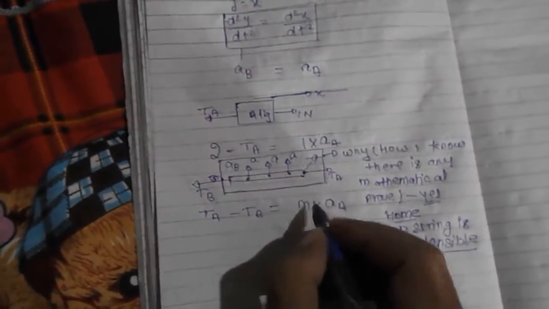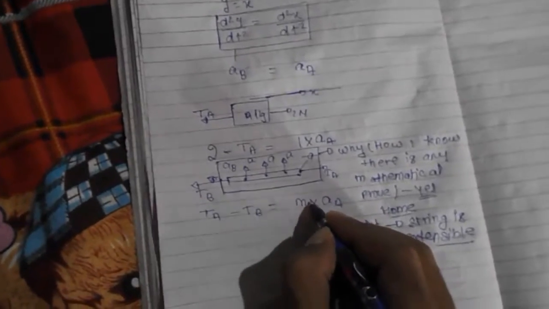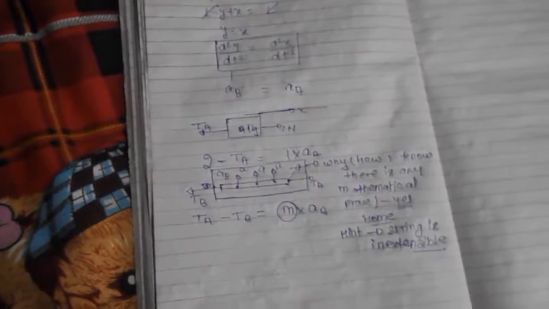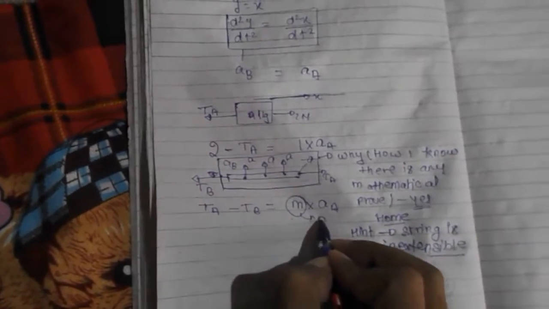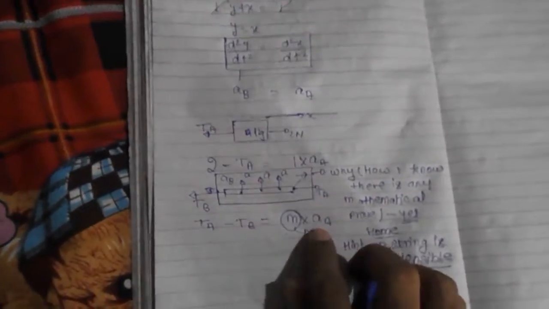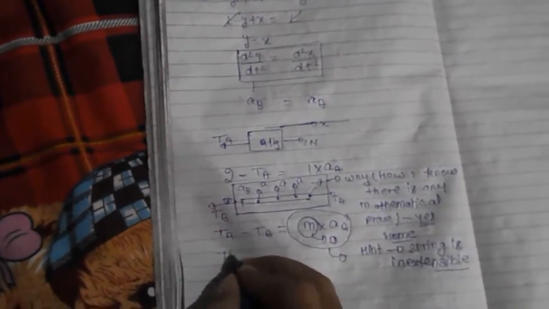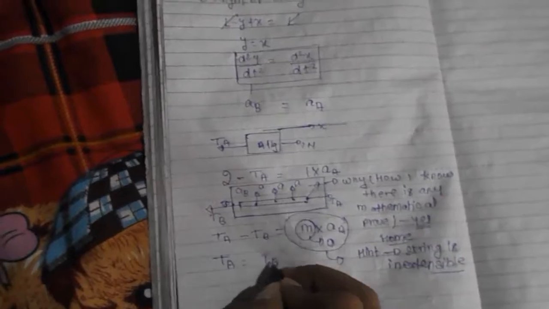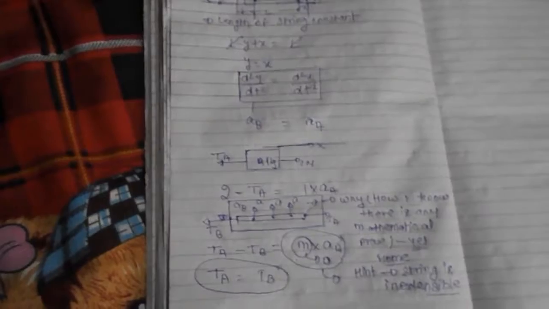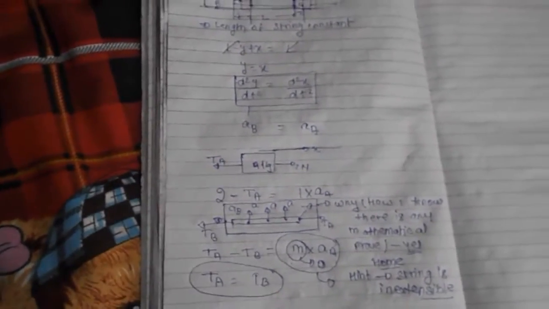And again, here is the important thing. What is the mass of this string? The mass of this string is 0. So whatever the acceleration of this string will be, this quantity will always be 0. Why will this be 0? Because the mass is 0. So Ta is equal to Tb. This means in a string, the tension at each point will be the same.